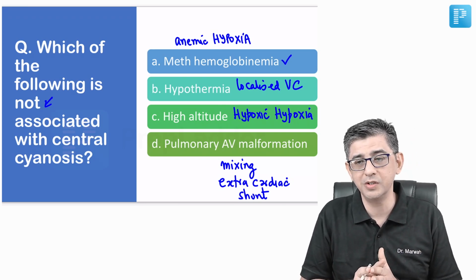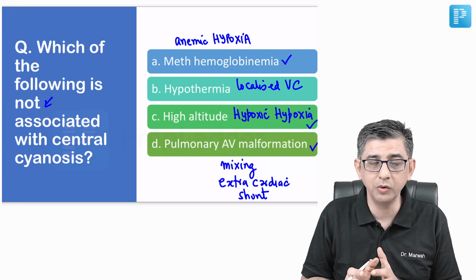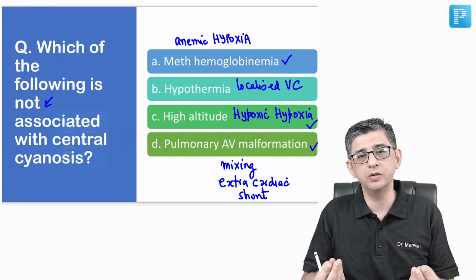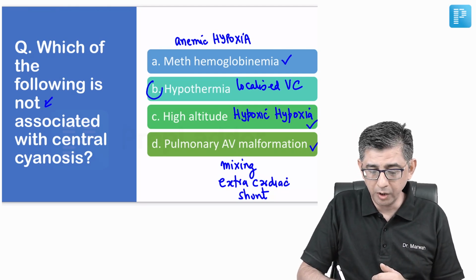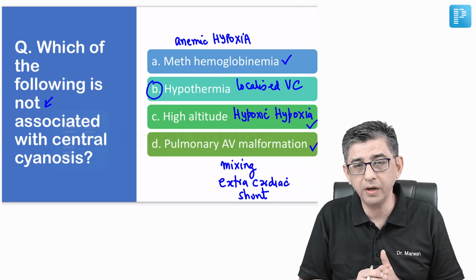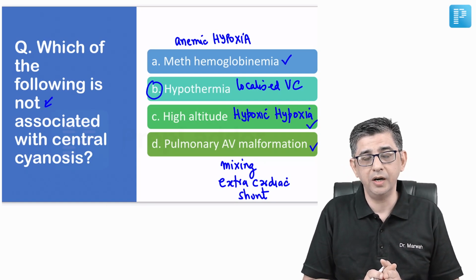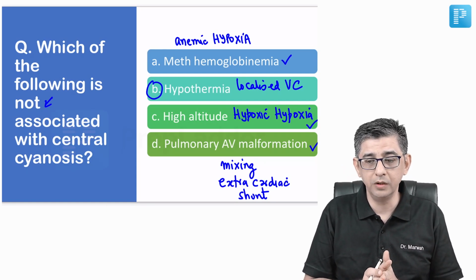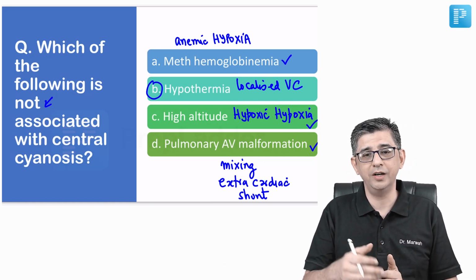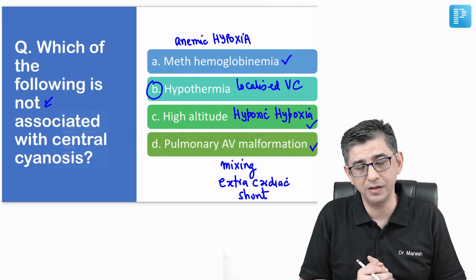are all responsible for development of central cyanosis, but when it comes to hypothermia in a patient, there would be a localized vasoconstriction. So mainly the tips of the fingers or the toes would be turning blue, or in some cases maybe even the tip of the nose or the earlobes might be affected. Concomitant frostbite can also be present, but hypothermia per se would be the answer to this particular question, because it said not associated with central cyanosis. A, C, D definitely result in central cyanosis.